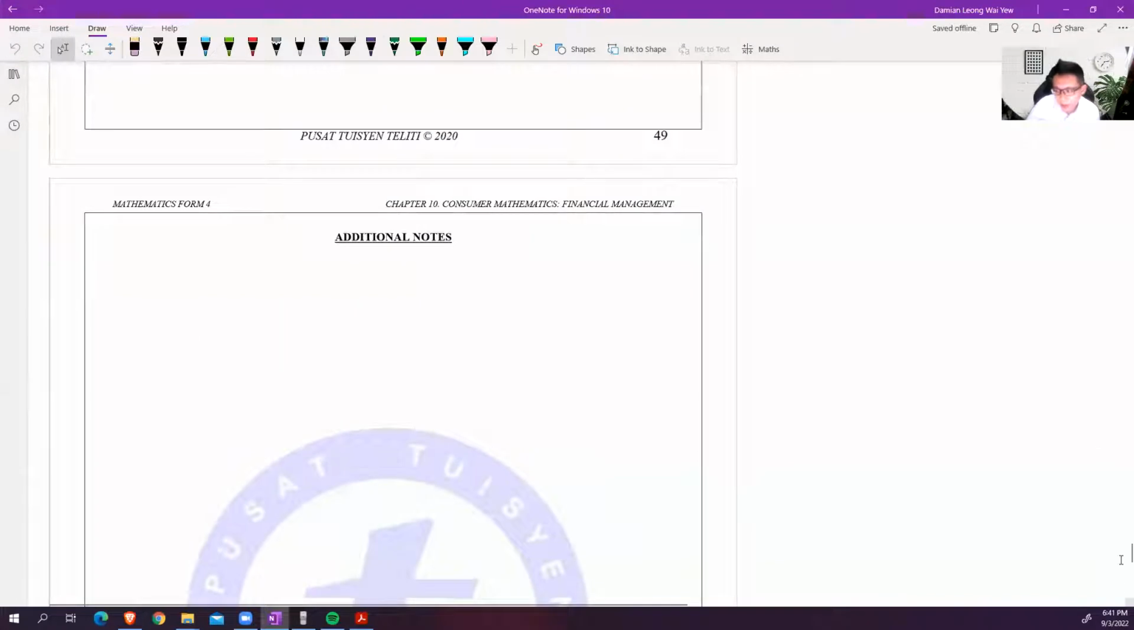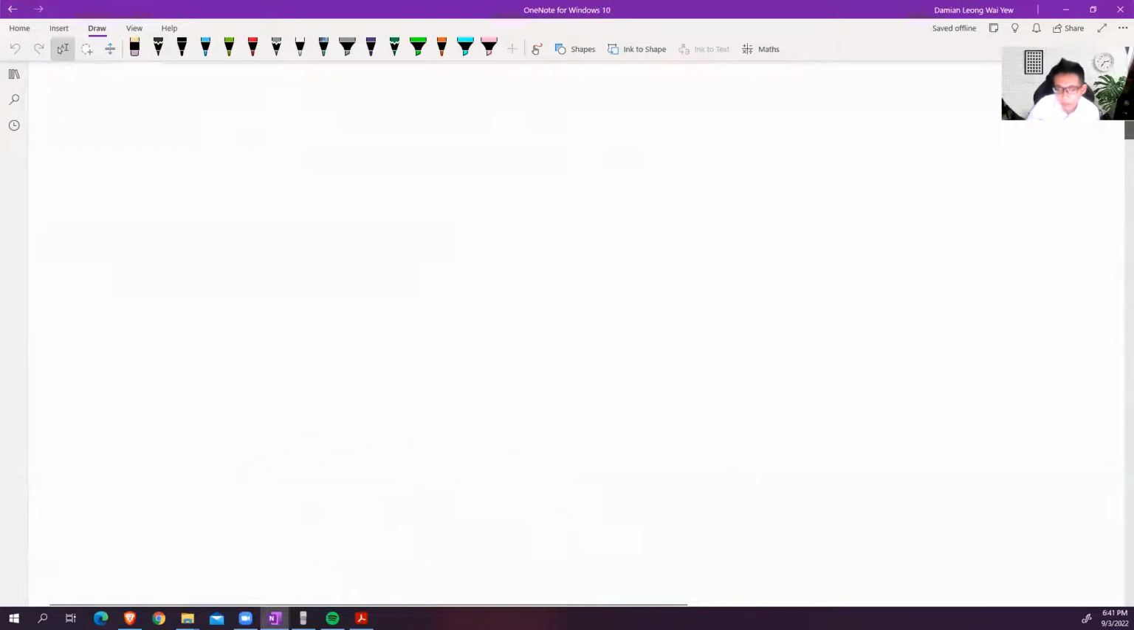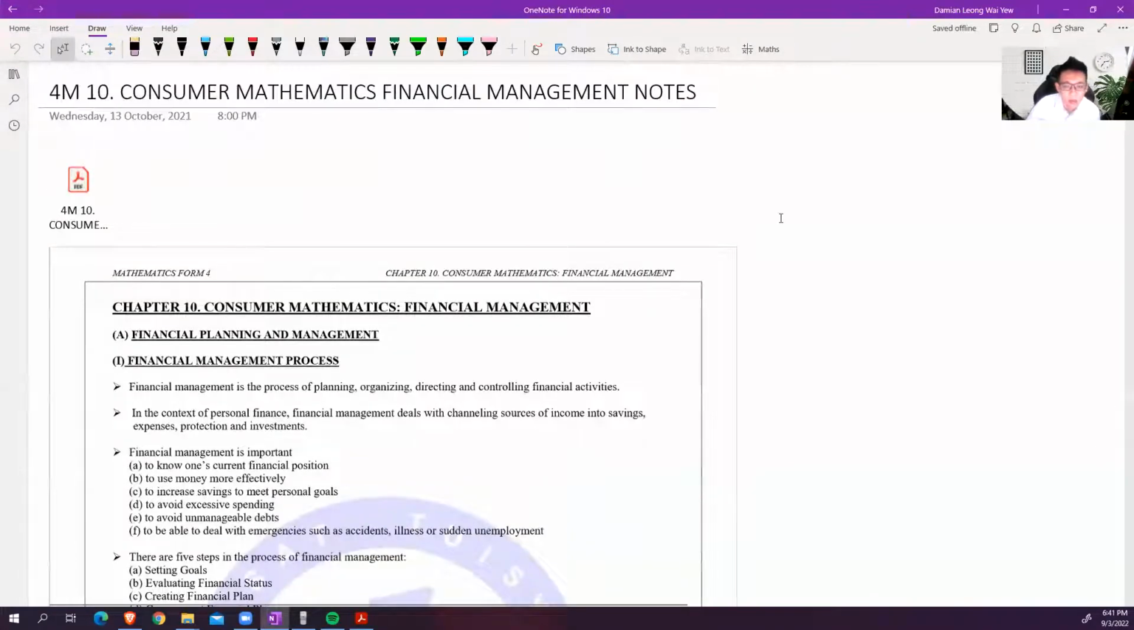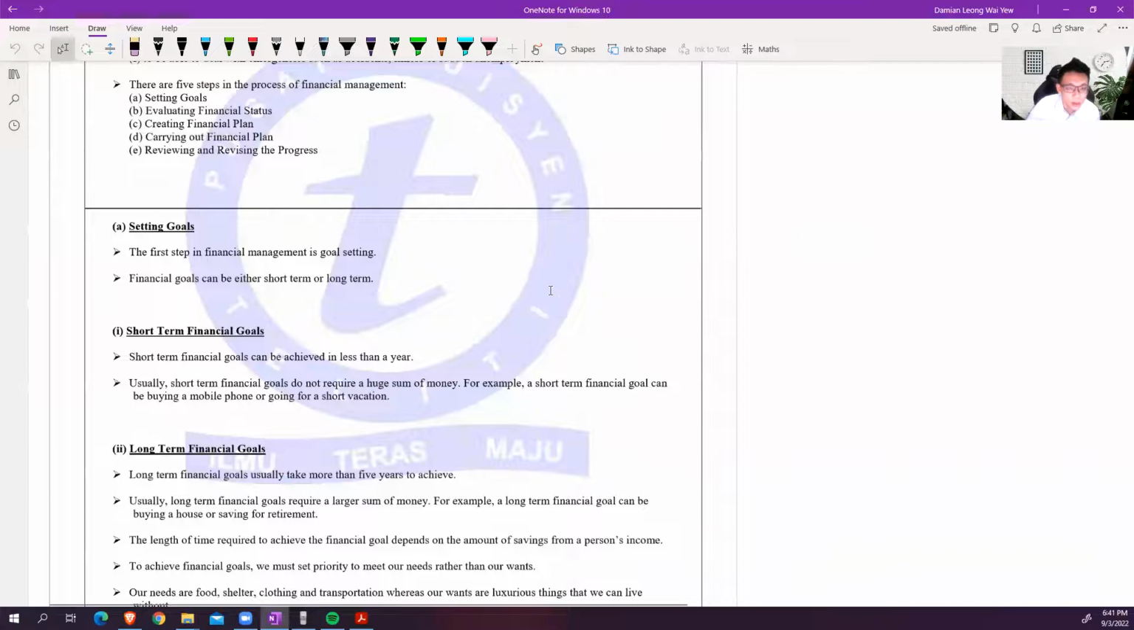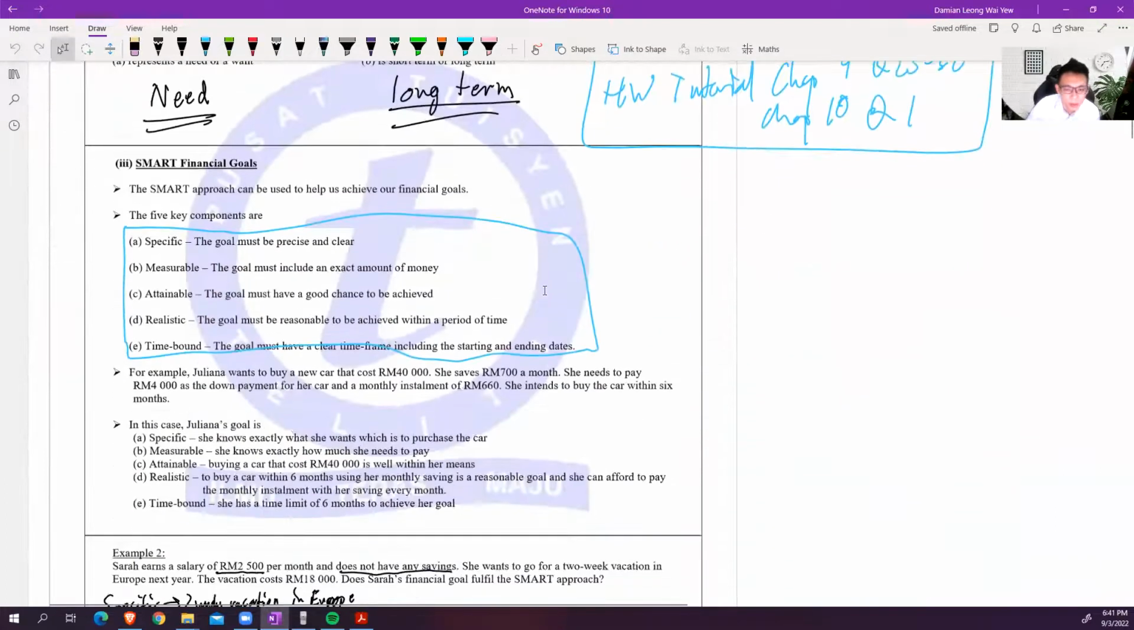And chapter 10. Financial management. So in this chapter, important things will be your SMART financial goals. SMART, make sure you know. Quite likely for them to ask in exams.